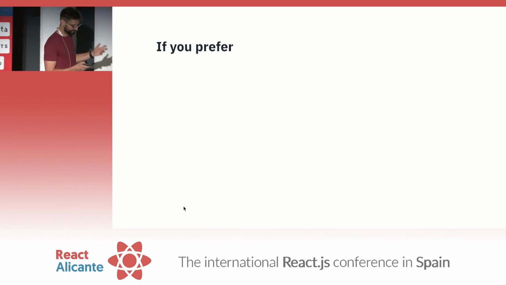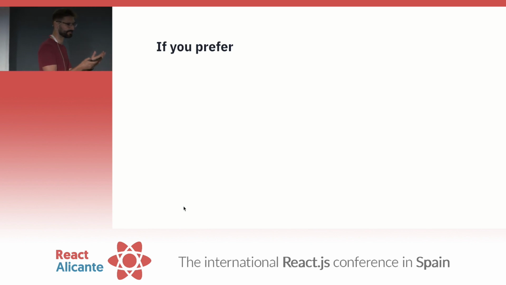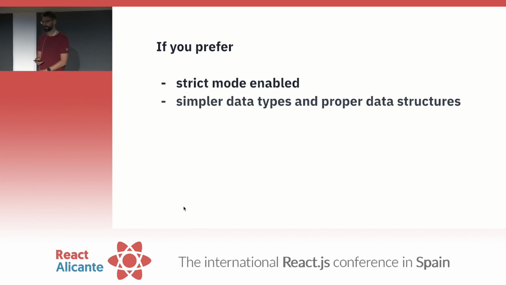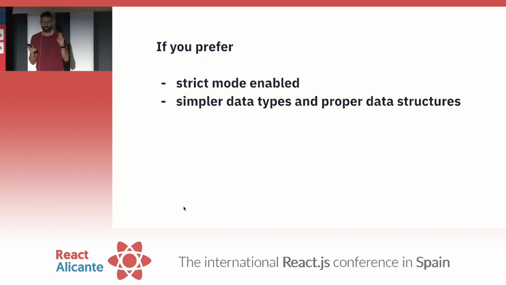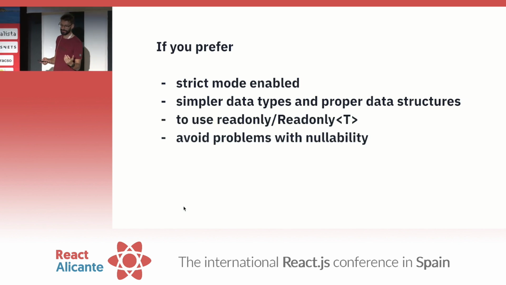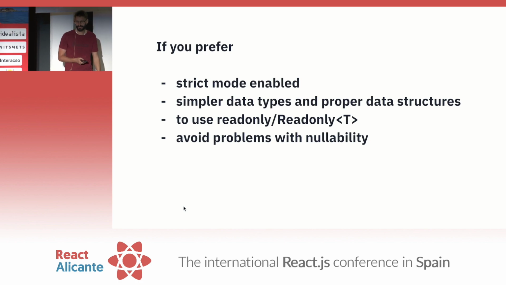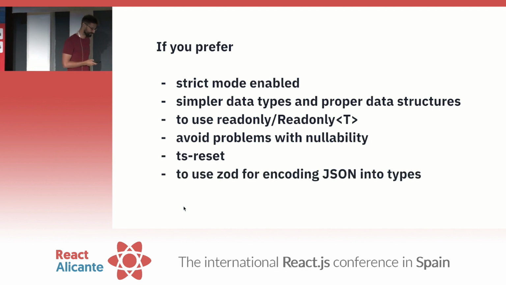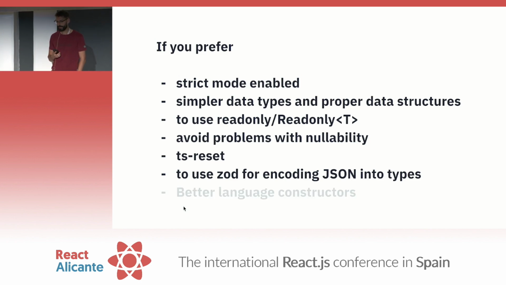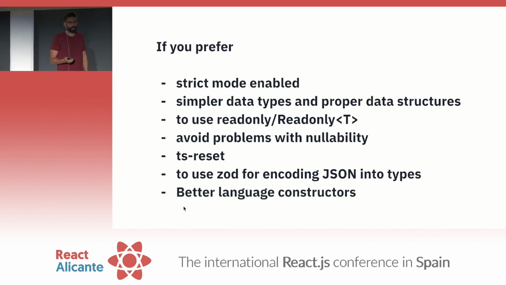So my recommendation, I don't want to sell Reason to anyone. I'm not a salesman, but I think you would prefer it if you always use strict mode, if you prefer simple data types and proper data structures, if you use read-only or immutability, or you hate the nullability problems a little bit, and you use TS-reset a lot, and maybe you like to encode your I/O, JSON, whatever, with Zod to make your random objects type safe, and you want better language constructs, I think you would love Reason, right?